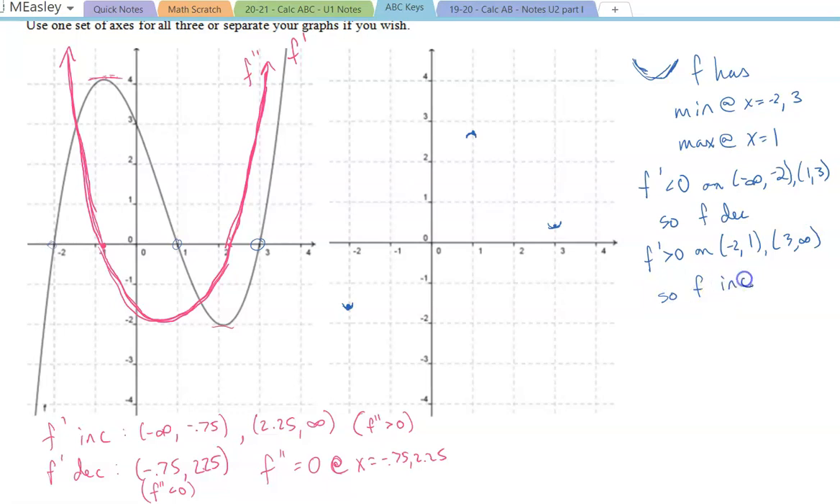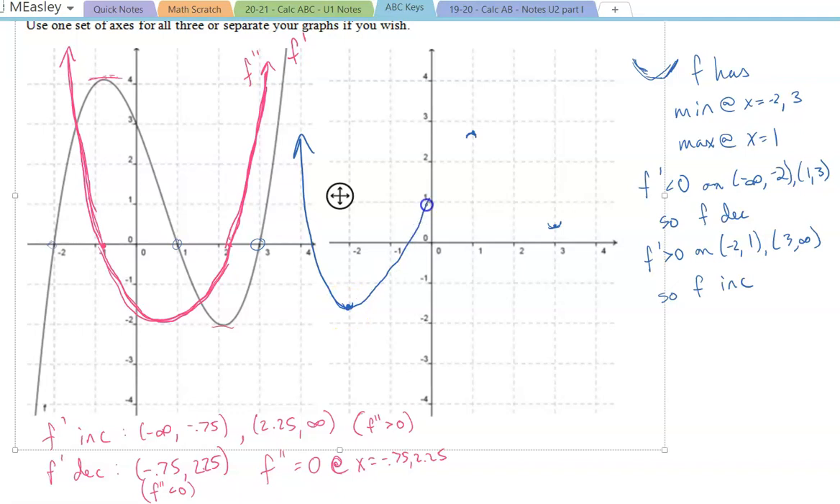So f is increasing. Okay, so starting at -infinity, we're going to have f decreasing until it gets to -2, and then it starts increasing again, which makes sense because we have a minimum here. So f is decreasing until we get to here, and then it starts increasing, and it will increase from -2 to 1. When we get to 1, which is where our max is, then it will start decreasing again. Now it is decreasing again from 1 to 3, and after 3 it will start increasing again. So then decreasing, and then increasing.